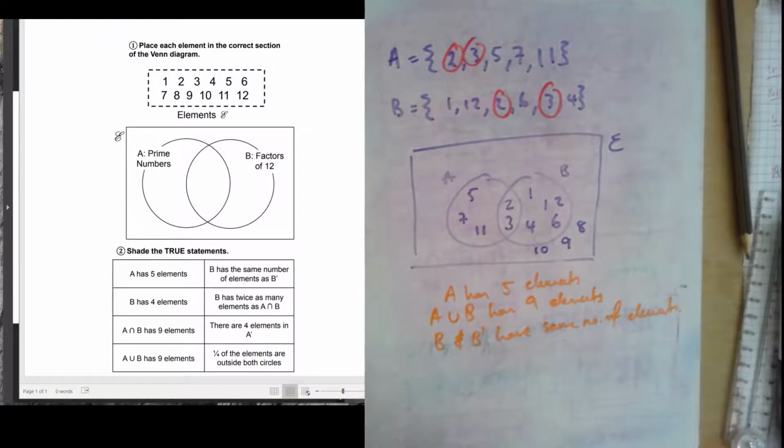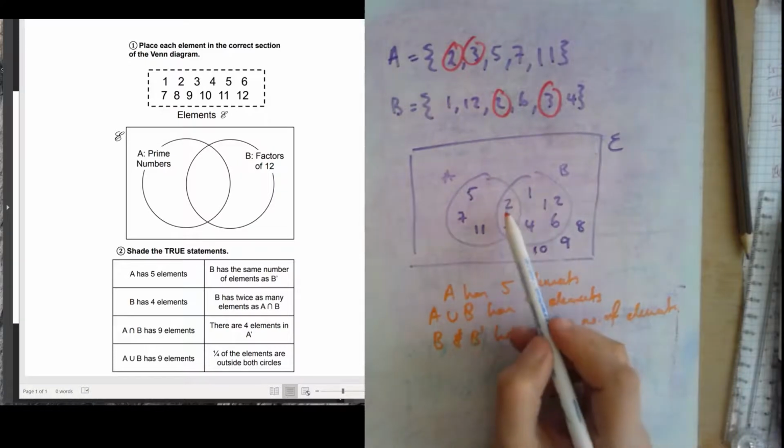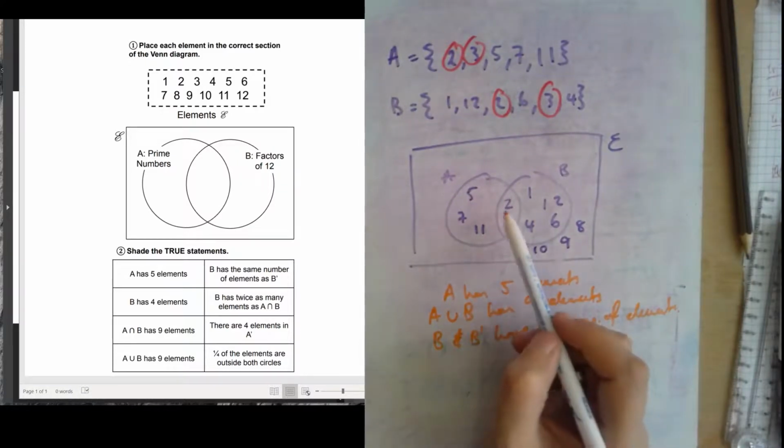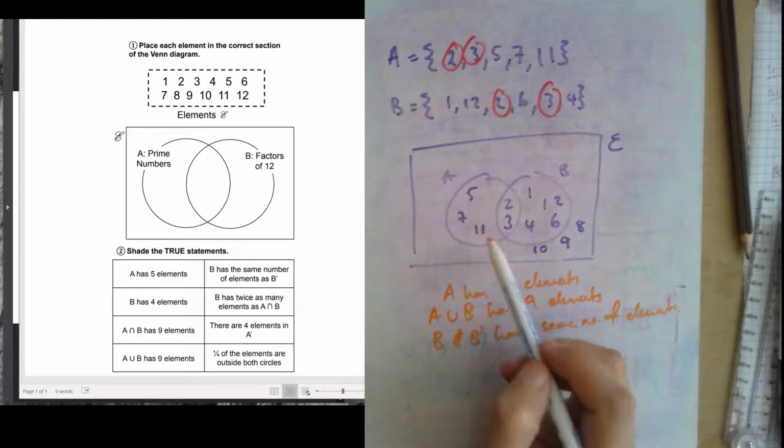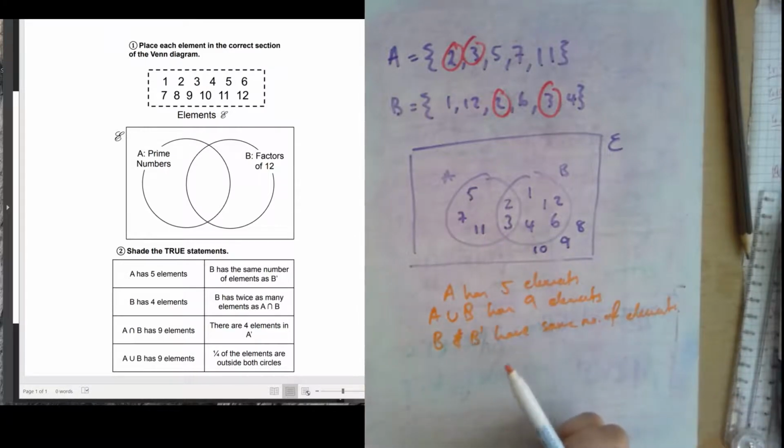Okay, then it says B has twice as many elements as A and B. So we already know B has 6, A and B has 2. Okay, so 6 is not double 2. So that's just not true.